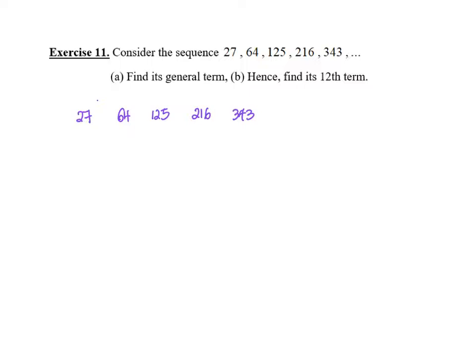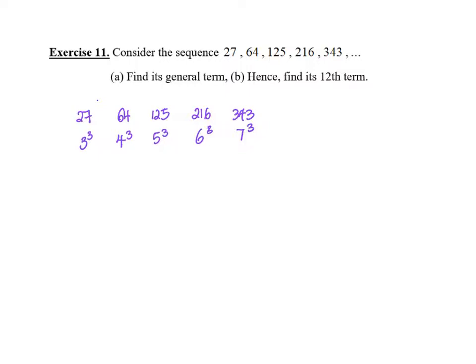Perfect cube. Now I can link this. This one is actually the number 27. 27 is made up of 3 cubed. If that's the case, what's 64? 64 is actually 4 cubed. 125 is 5 cubed. So this should be 6 cubed. And let's check, is this 7 cubed? So 7 to the power of 3. Yes, this is 343.